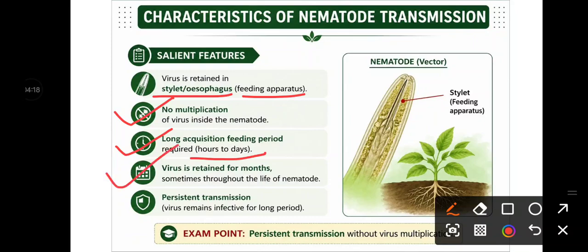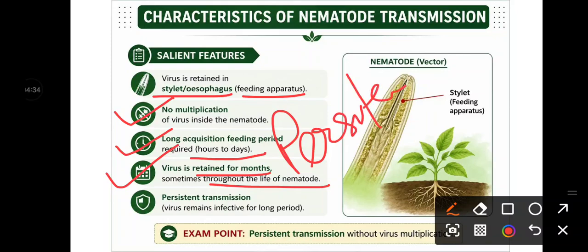Then about the retention. The virus is retained for months, or throughout the life of the nematode, which means the virus is persistent in nature. Once the nematode acquires the particular virus, it will become viruliferous throughout its life. So it is persistent in nature. This is about the characteristics of nematode transmission.